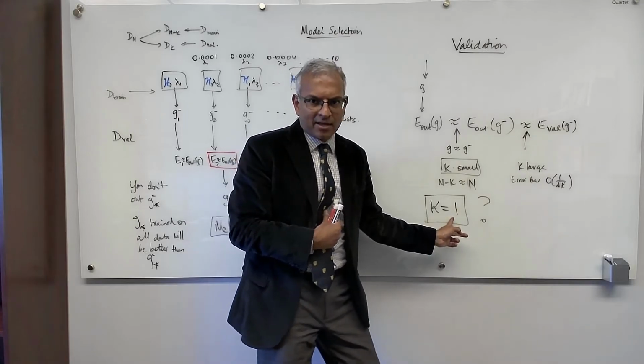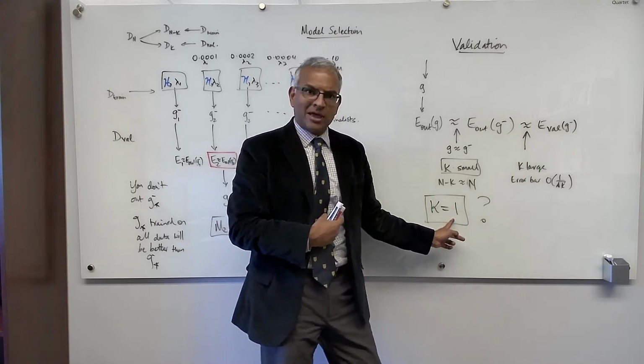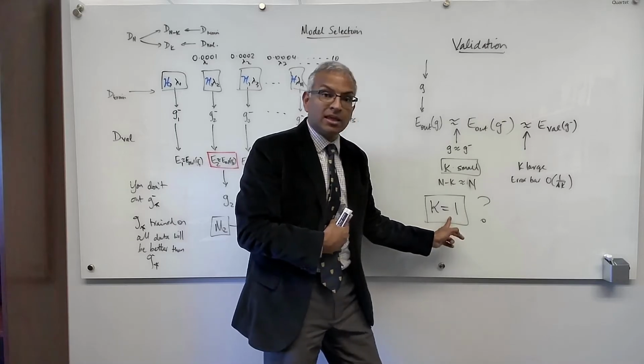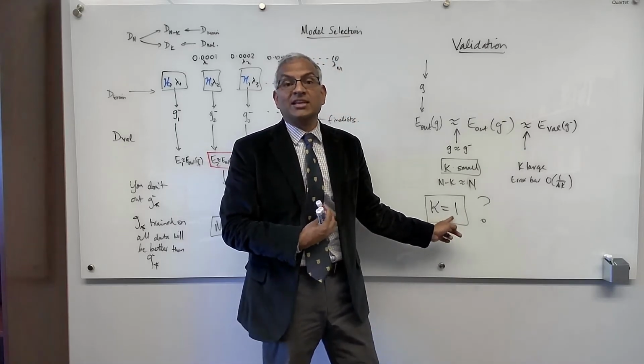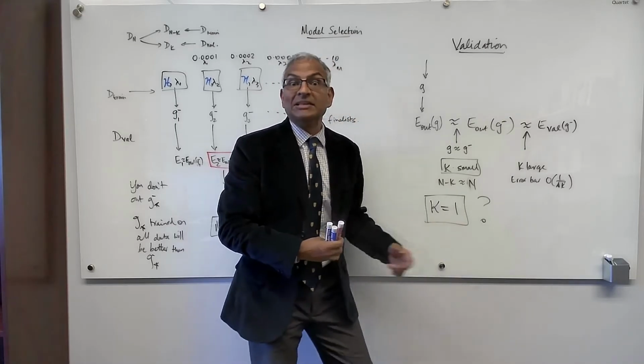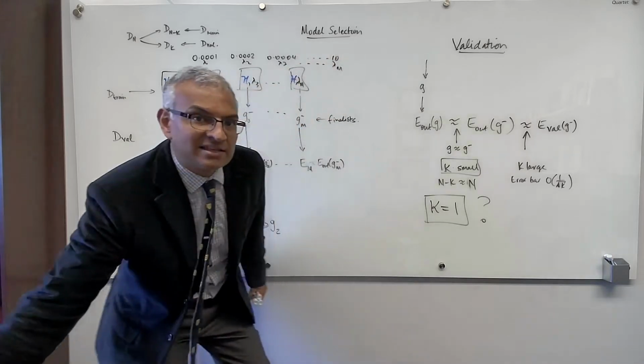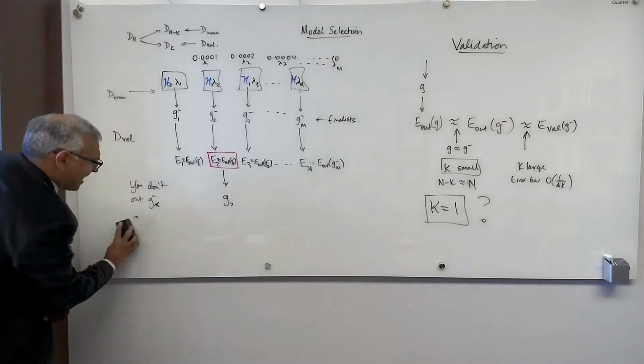And so when we come back, I'll show you a method for having our cake and eating it, i.e. setting K equal to 1, and that's called cross-validation. The queen of validation techniques. So let's erase, come back, and talk about cross-validation.